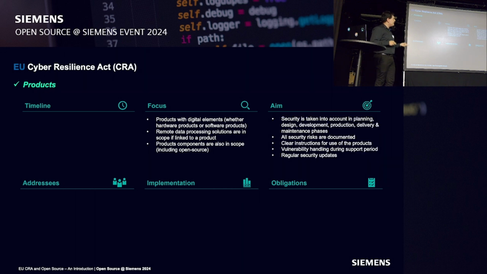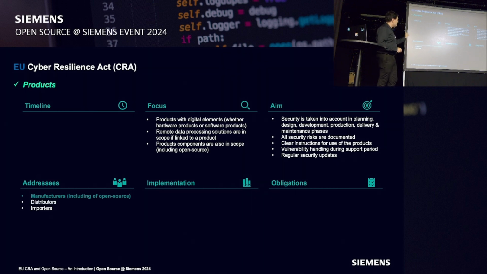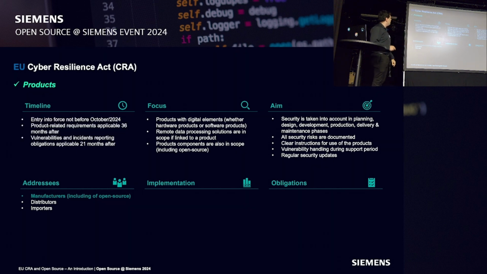The goals we discussed: we want to raise the cybersecurity level of all products. It addresses mainly manufacturers, but also distributors and importers, who are obliged to report to market authorities if they notice non-compliance. The timeline, we discussed.